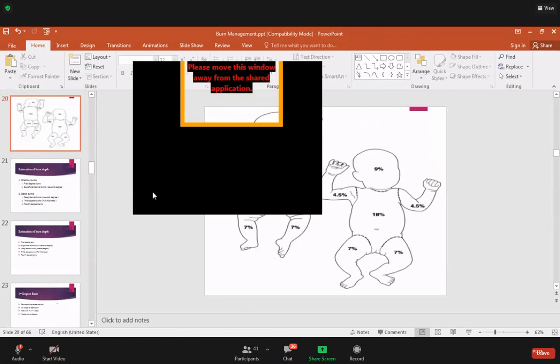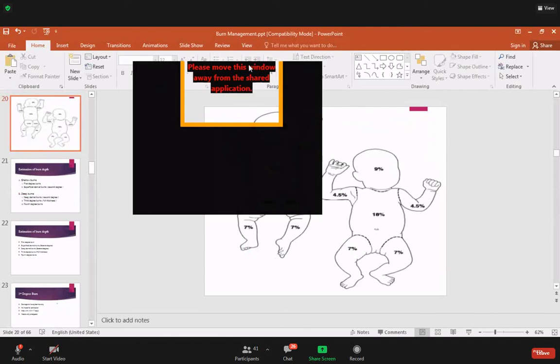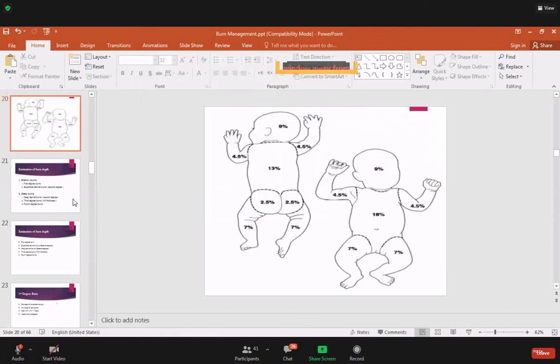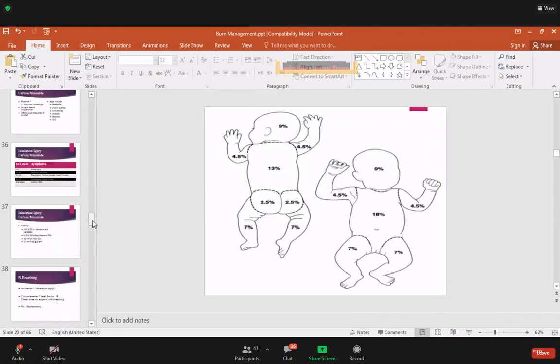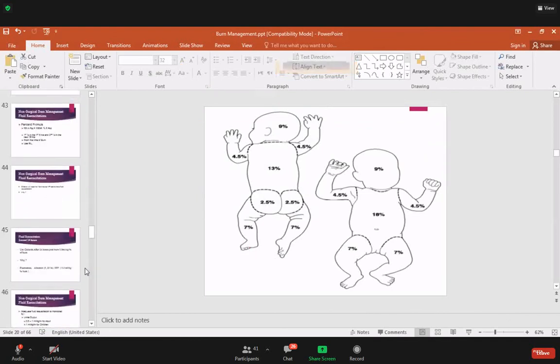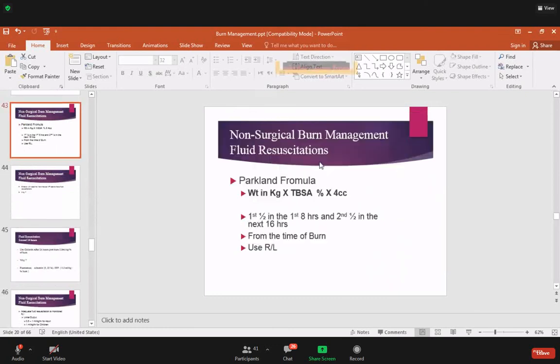Just a minute, I will give you a scenario. Keep this picture in mind, keep this in front of you. What is it? 4. This one I will write easily for you: 4 into weight into BSA, whatever is the percent BSA. This is what you should keep in mind.